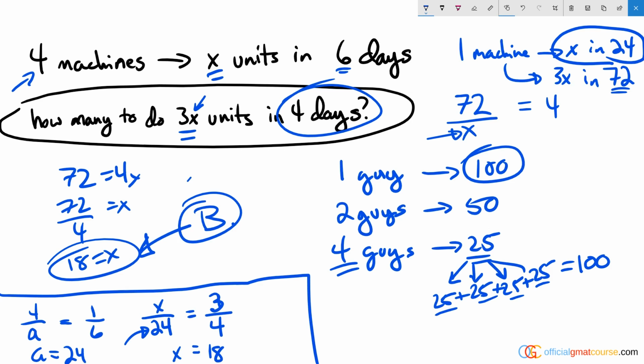I like the big picture idea of just deconstructing it. It's going to take one machine 4 times as long, and that means 24. And then to do 3X worth of work, it's going to take 3 times that. And then I need to divide by the number of machines and get to 4 days. And that is just walking through it logically, and you'll get to the answer as well.